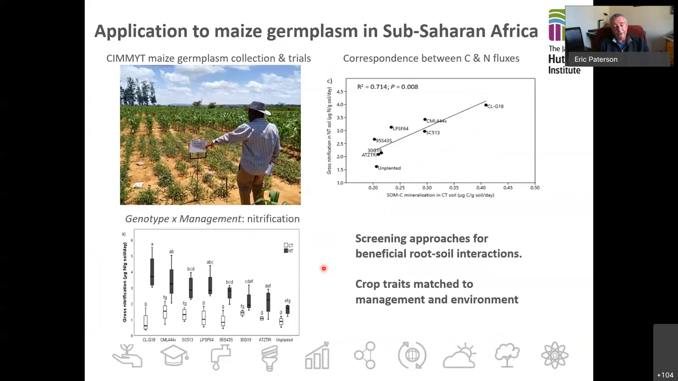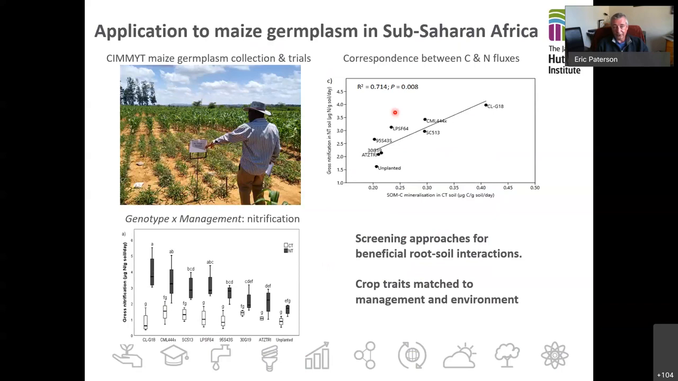So just to finish up, we used that as a proof of concept to apply these approaches within maize germplasm in sub-Saharan Africa. We were very lucky to get involved in collaboration with CIMMYT, who had access to the maize germplasm, and also a wide range of trials in countries in the region. We're interested in trying to develop screening approaches so that we can introduce those traits into cultivars.